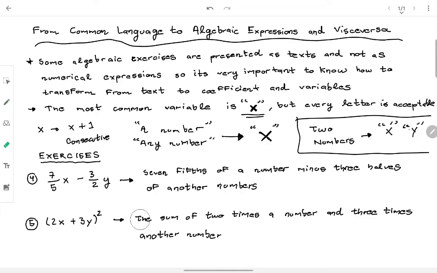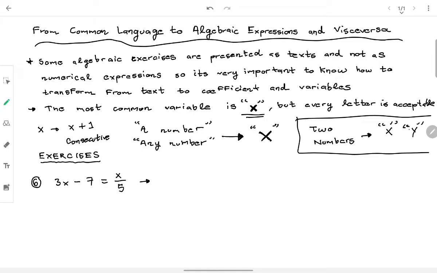I'm sorry, here I made a mistake. I'm sorry, I was a little confused. This one says the sum of 2 times a number and 3 times another number squared. Because if we put the square of, it will be the square of a specific one.